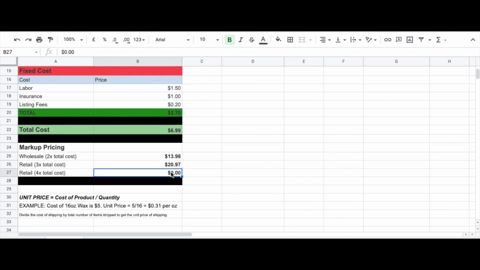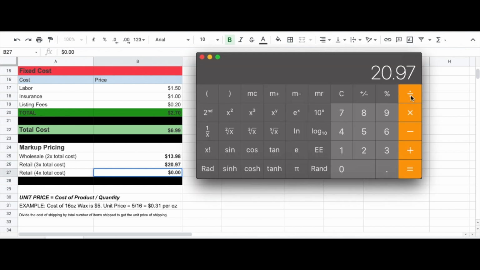Okay. And for those of us who do luxury and those of us who live in the hills, we're going to do 4 times that, because the cost of living is ridiculous. You can't make a candle for expensive and sell it for cheap. So 6.99 times 4, $27.96.